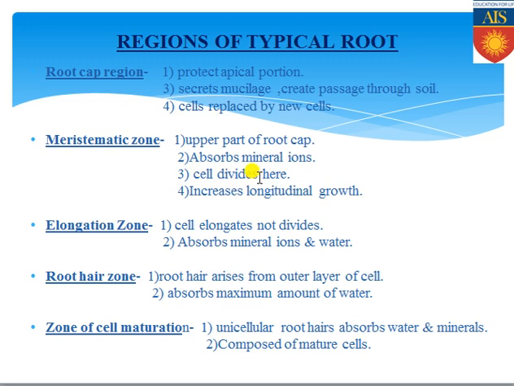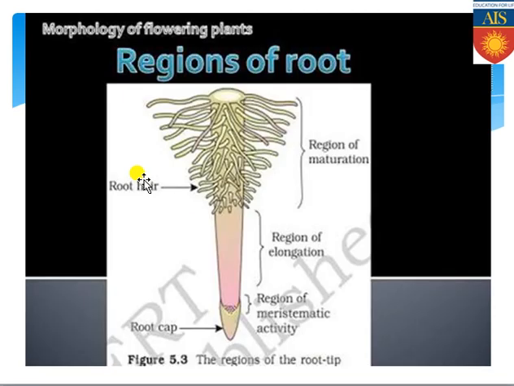This absorbs the minerals and ions, and the cells present in this region have the property to divide. Keep it in your mind, the cells in the meristematic zone have the capability to increase the longitudinal length. So again, going to the figure, here you can see this is the root cap zone, and just above it there is a small region called the region of meristematic activity, where the cells are continuously dividing.